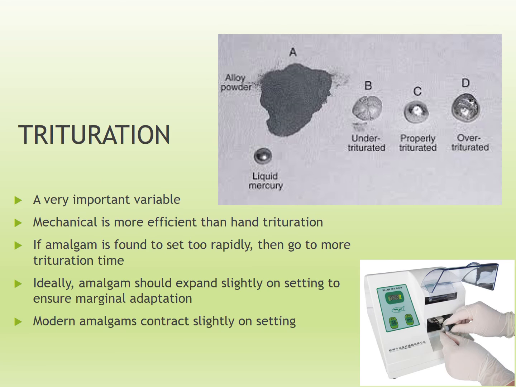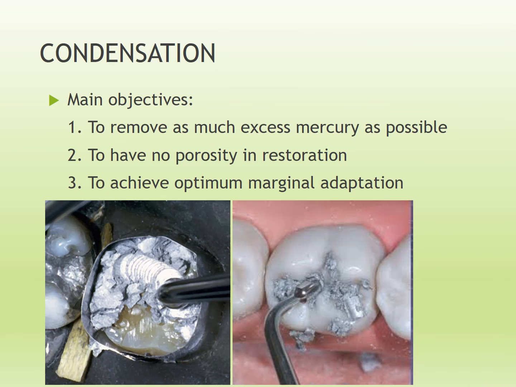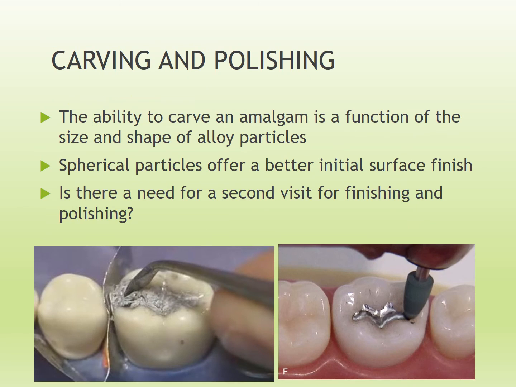Titration is one of the most important variables. Mechanical is more efficient than the hand titration. If amalgam is found to set too rapidly, then go for more titration time. Ideally, it should expand slightly on setting to ensure marginal adaptation. The main objectives in condensation is to remove as much excess mercury as possible, to have no porosity in the restoration, and to achieve optimum marginal adaptation.